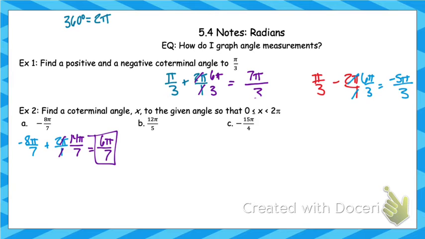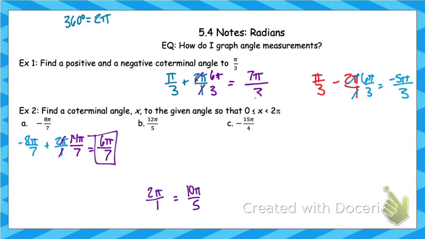So the first thing I need to do is figure out, is 12 pi over 5 in between 0 and 2 pi? Well, let me rewrite 2 pi, that's 2 pi over 1. I want to write that with the same denominator. 2 pi over 1, if I want that to be something over 5, I would have to multiply the top and the bottom by 5. So 2 pi is equivalent to 10 pi over 5.